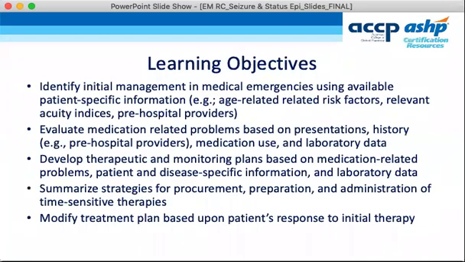Let's take a look at our learning objectives. First is to identify initial management in medical emergencies using available patient-specific information. Next, evaluate medication-related problems based on presentations, history, medication use, and laboratory data. Third is to develop therapeutic and monitoring plans based upon medication-related problems, patient and disease-specific information, and laboratory data. Next is to summarize strategies for procurement, preparation, and administration of time-sensitive therapies. And last, modify treatment plans based upon a patient's response to initial therapy.